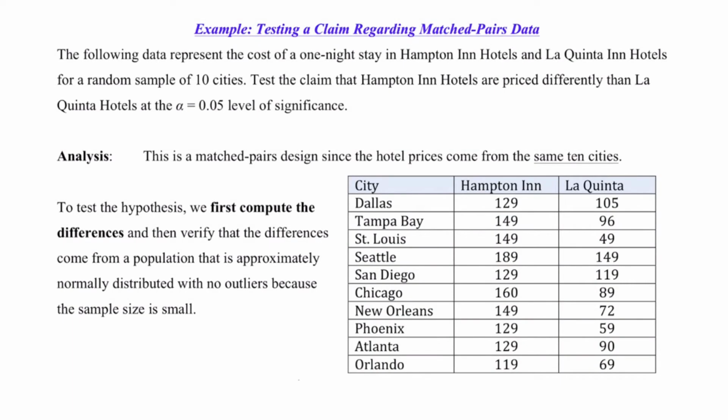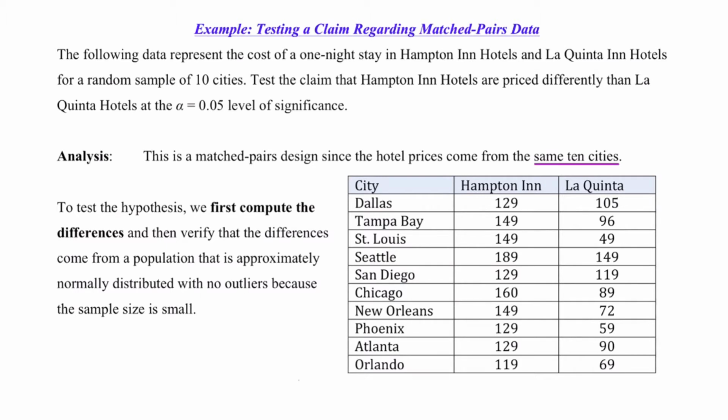Heading over to our example then, we're told the following data represent the cost of a one-night stay in Hampton Inn hotels and La Quinta Inn hotels for a random sample of 10 cities. Test the claim that Hampton Inn hotels are priced differently than La Quinta hotels at the alpha equal to 0.05 level of significance. Well, first we want to recognize that we've got matched pairs data since the hotels come from the same 10 cities.